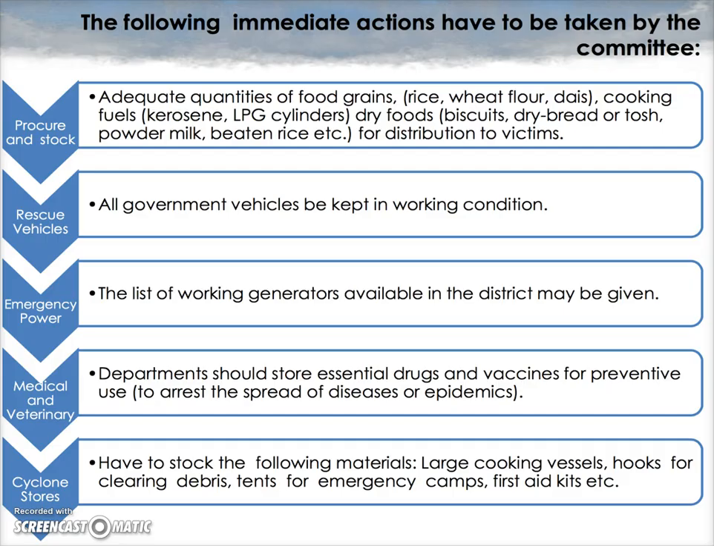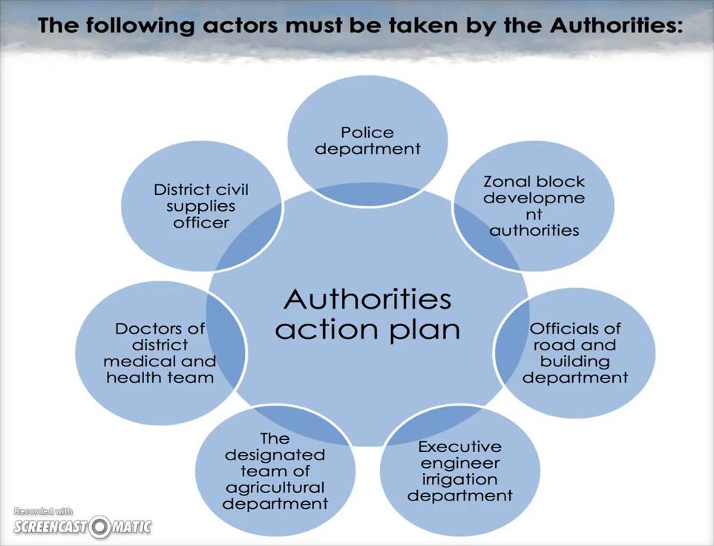In terms of medical needs, departments should store essential drugs and vaccines for preventive use to arrest the spread of disease or epidemics. Cyclone stores have to stock materials such as large cooking vessels, hooks for clearing debris, tents for emergency camps, and first aid kits. The following actions must be taken by the authorities: district civil supply officers, the police department, zonal block development authorities, officials of the road and building department, the executive engineer of the irrigation department, the designated team of the agricultural department, and doctors of the district medical and health team.